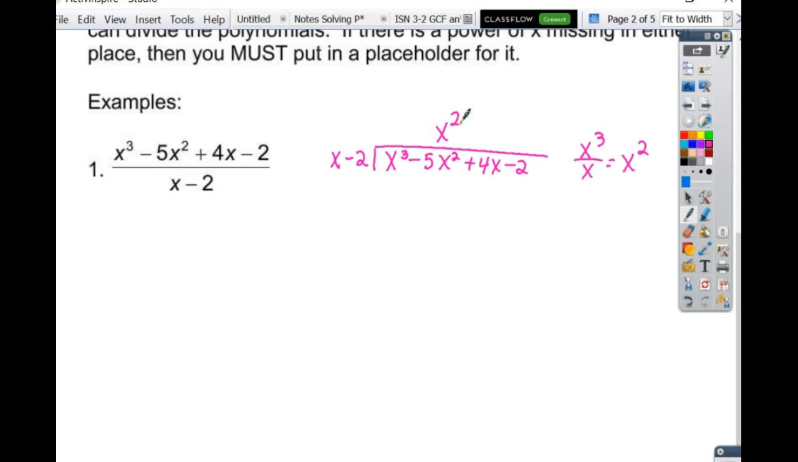First term divided by this first term. There's nothing to not get. I'm taking this divided by this. We get it. Divide it. It's x squared. Put it over the x squared.